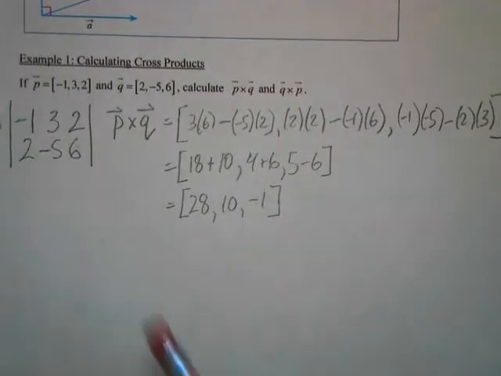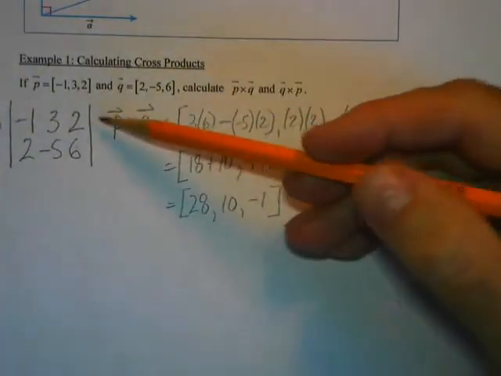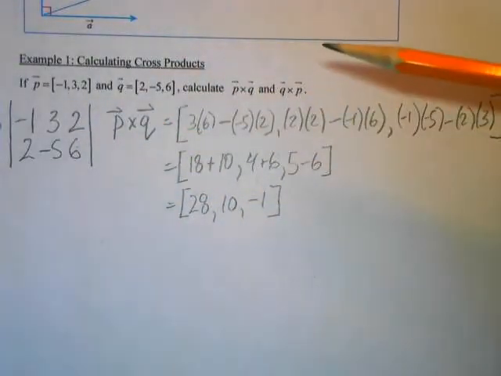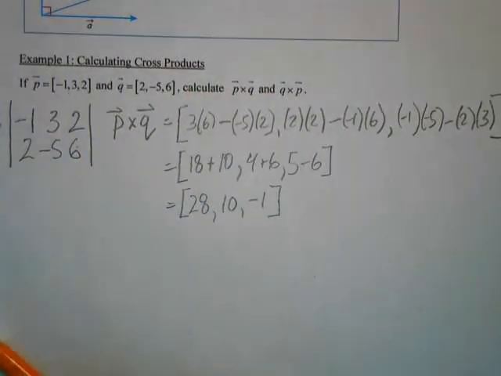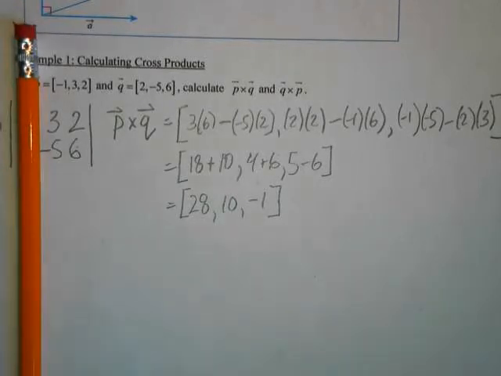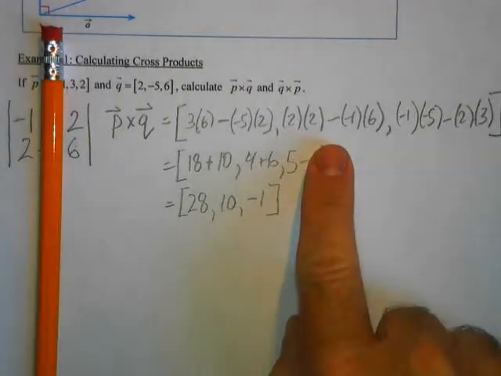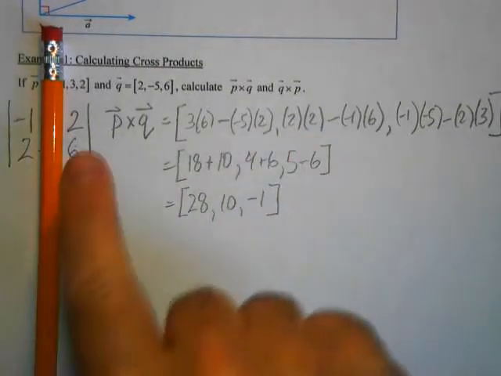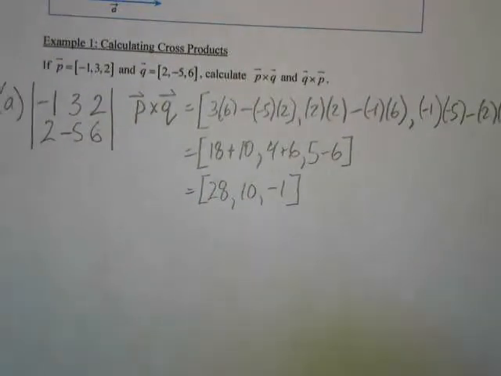Okay, so putting them as an array, you have to put the vectors in the correct order, otherwise you'll get the wrong signs on these. And then for each component, you cover over that column and do a cross multiply, subtract the products. When you do the middle one, the y component, remember we did the opposite order, so we actually did 2 times 2 first, minus -1 times 6. So that's how you do cross product.